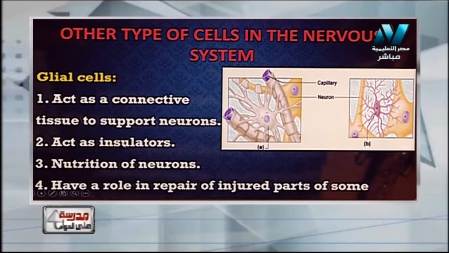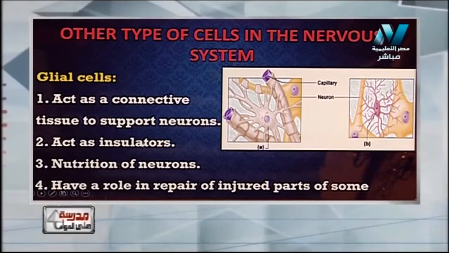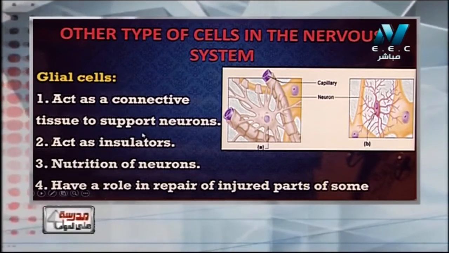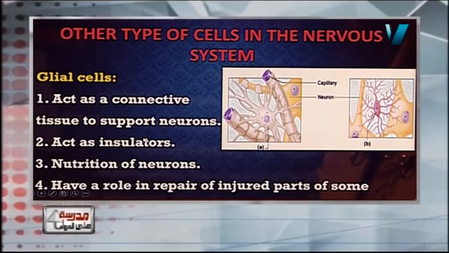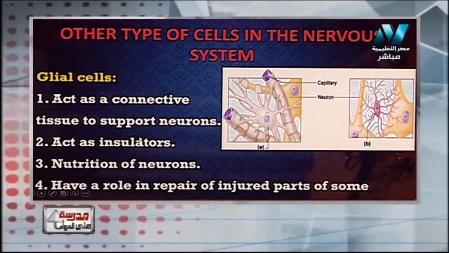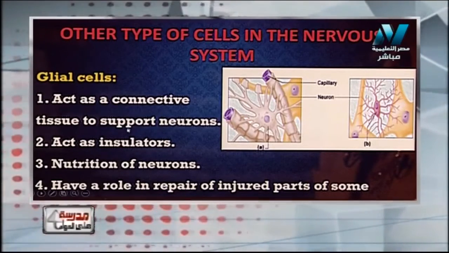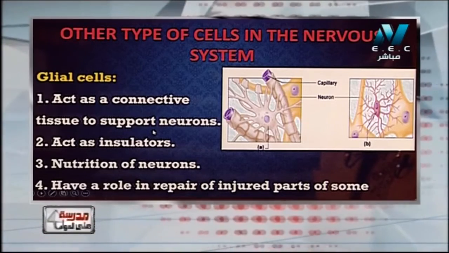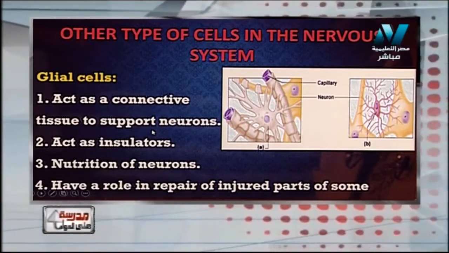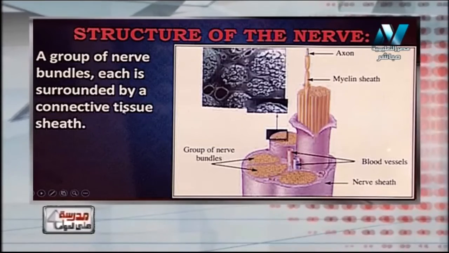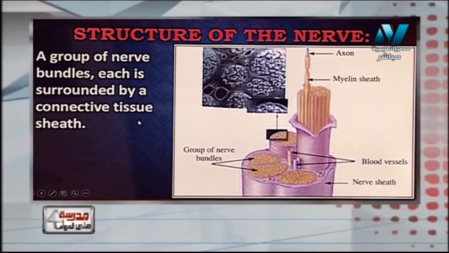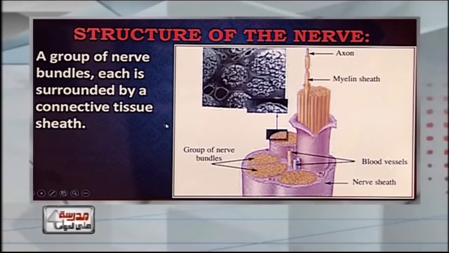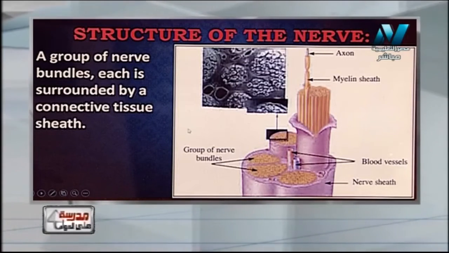neurons. You know, my dear students, that the neurons do not have centrioles, so they do not divide, and the damaged one is not replaced by another new one. But the neuroglia helps to repair the injured or damaged parts of the neurons and to carry out its function. And now the nervous tissue is composed of nerves, and the nerves are composed of many neurons.